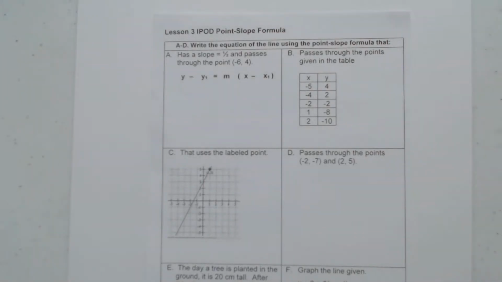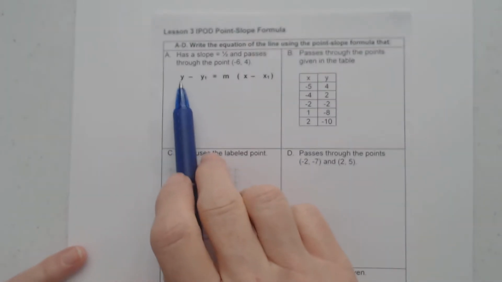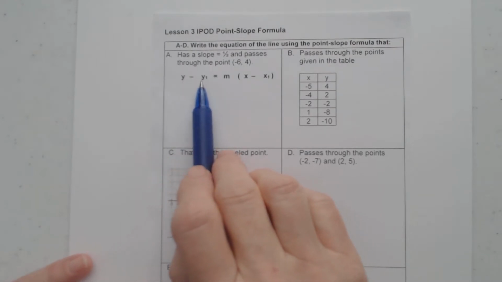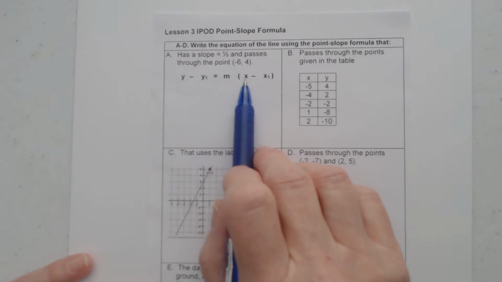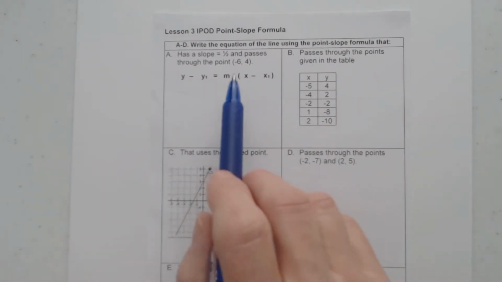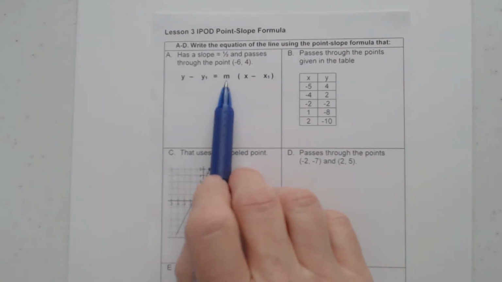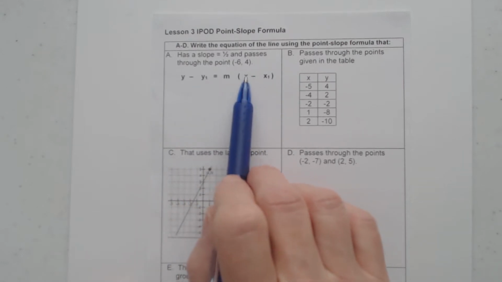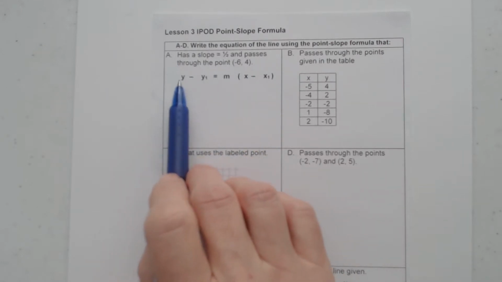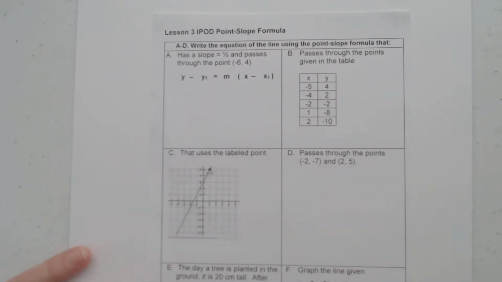Okay, in today's video, we are going to be looking at writing an equation of a line using the point slope formula, which we have right here. The formula is y minus y sub 1 equals m times the quantity x minus x sub 1. The y sub 1, the m, and the x sub 1 should be numbers that you are given. This x remains an x all the time, and this y will remain a y all the time.